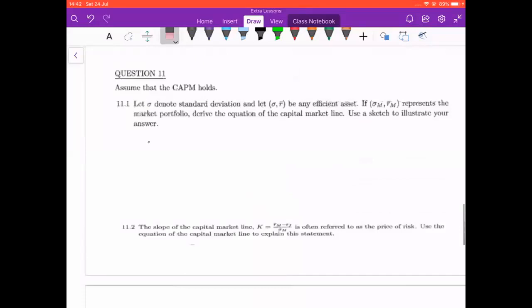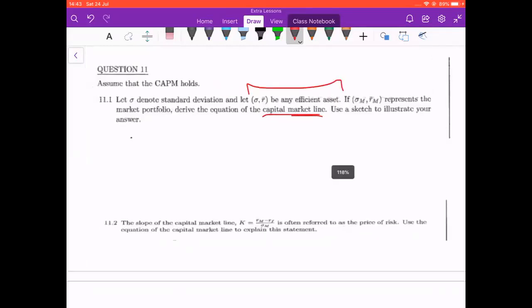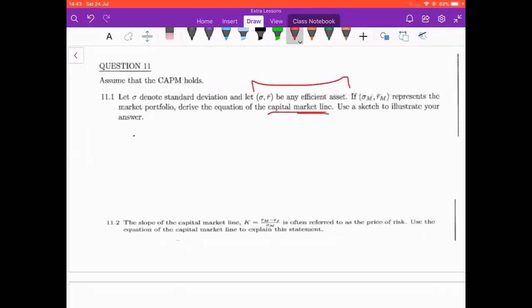Okay, I think we can look at question 11.1. Let sigma denote your standard deviation, let this be any efficient asset, and let this represent the market portfolio. Derive the equation of the capital market line. Use the sketch to illustrate your answer. If they ask a question like this, basically, derive the equation of the capital market line.